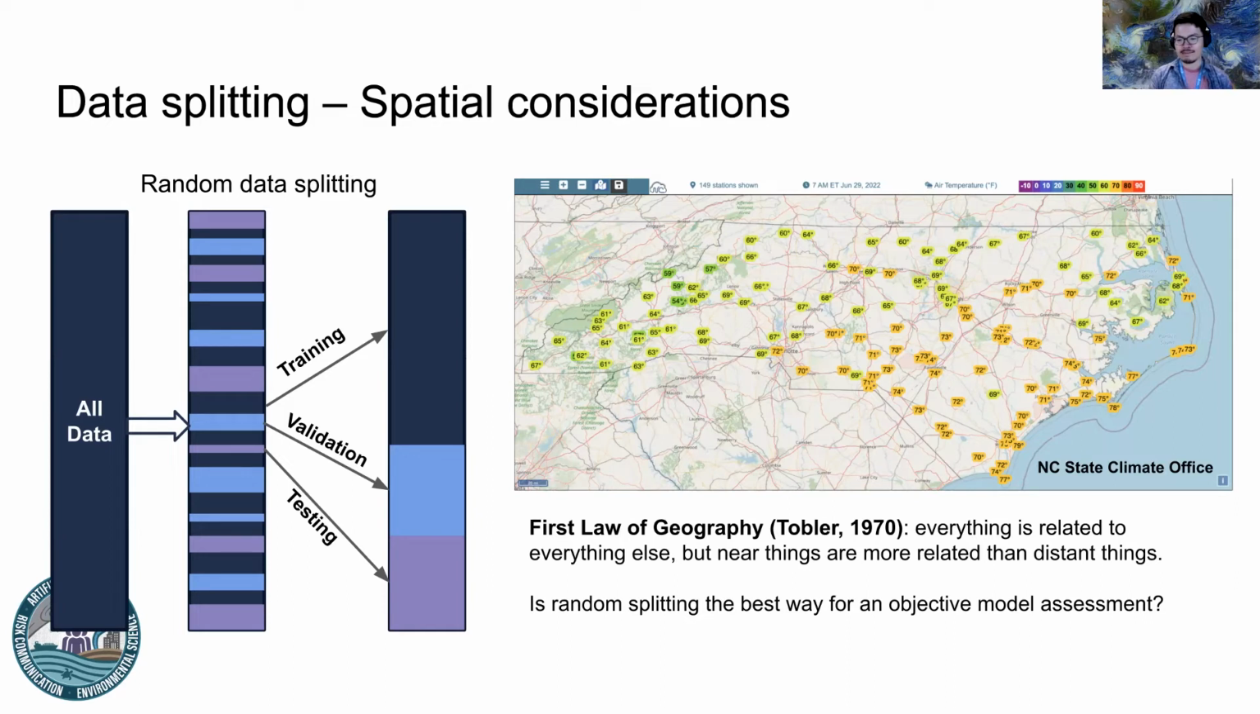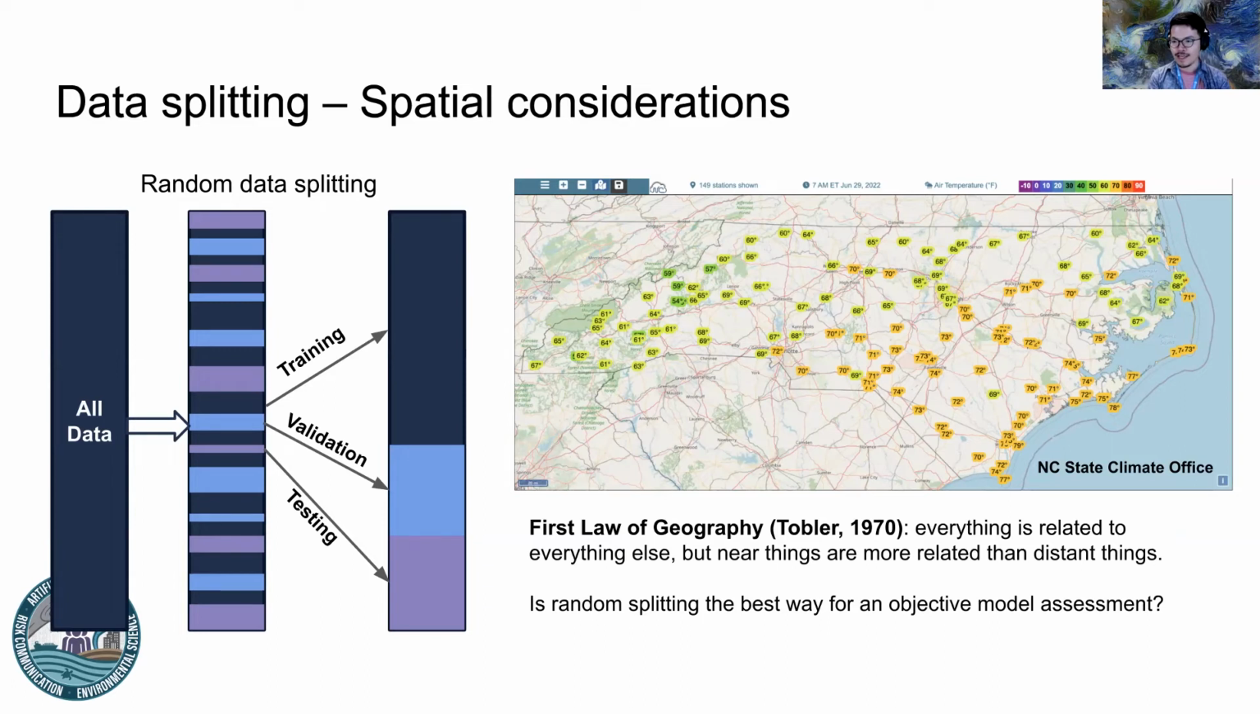So that's basically by Tobler. He states that everything is related to everything else, but near things are more related than distant things. So if we are closer in space, then we are likely to have higher similarity with each other. This is an example from the North Carolina State Climate Office showing the temperature this morning across the state of North Carolina.